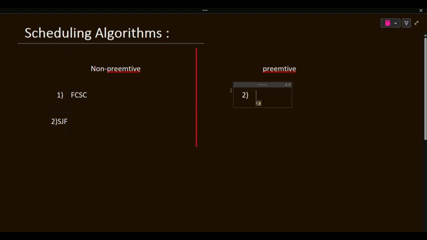In preemptive algorithms, there are mainly three types of algorithms. First one is shortest remaining time first. The other one is priority scheduling. And the last one is round robin.